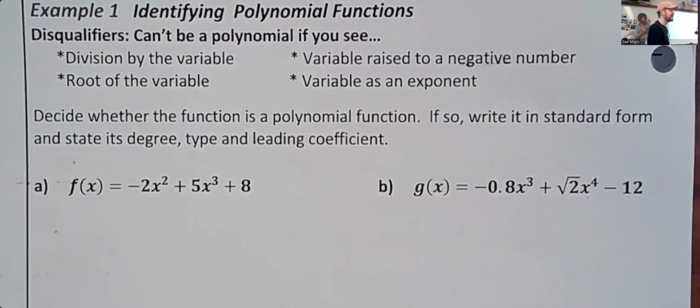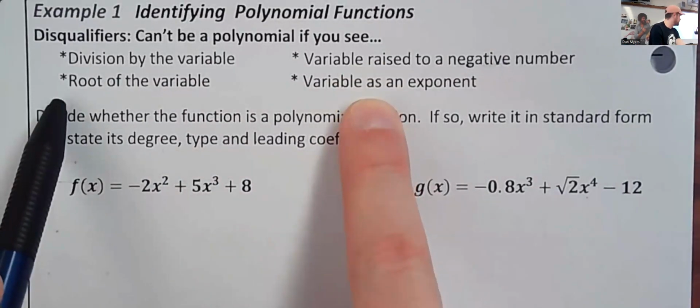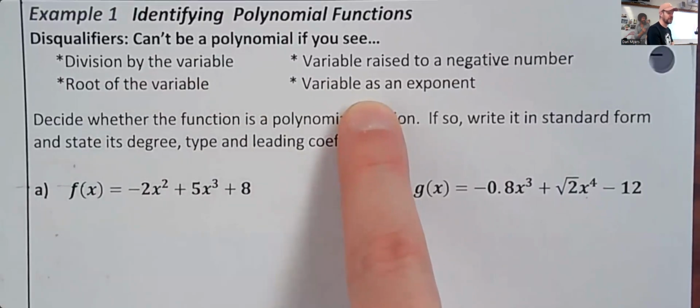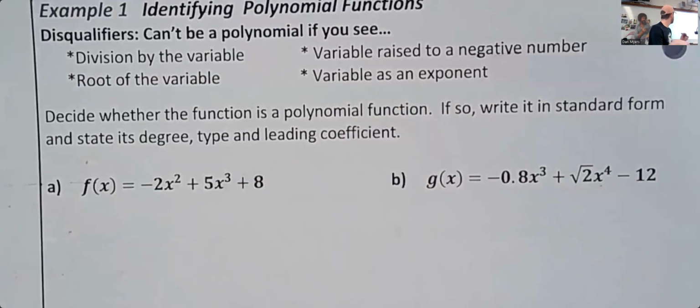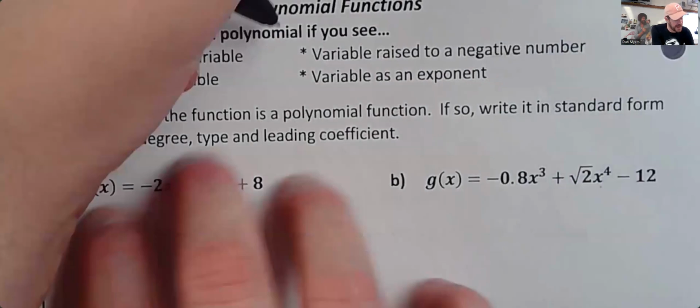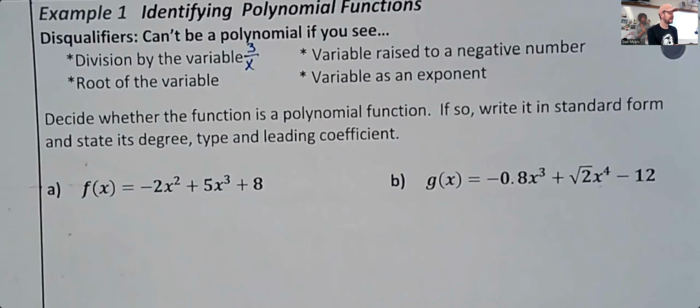So things that would cause weird breaks in the middle of a graph would be these four things here. If this stuff happens in a function, it could still be a function, it just means it wouldn't necessarily be a polynomial. So if there is division by the variable, for example, if you have like 3 over x, something like that could not be a polynomial.